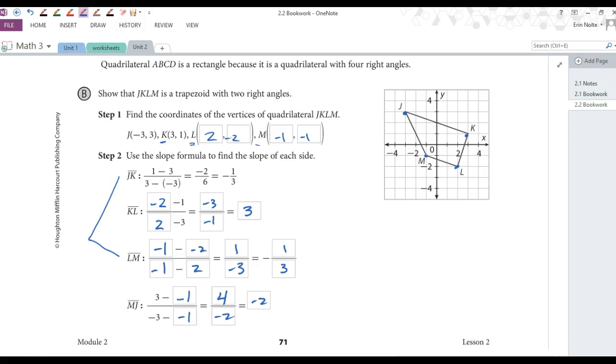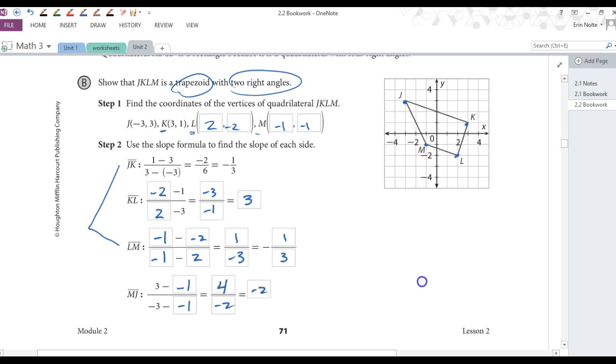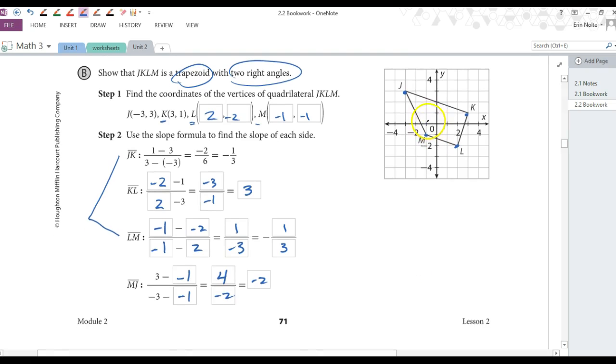Okay, so just from these slopes, all I needed to show that we had a trapezoid is that we have one set of parallel lines. Okay, so we have that. So the next thing that we need to prove is that we have two right angles existing. So that's two perpendicular lines. So I'm going to be looking at this picture and going, okay, the ones that look right to me is this angle here. So between ML and KL, and also looks here. So between KL and JK.